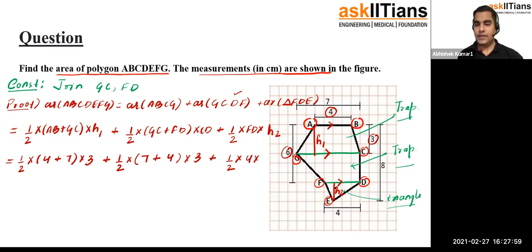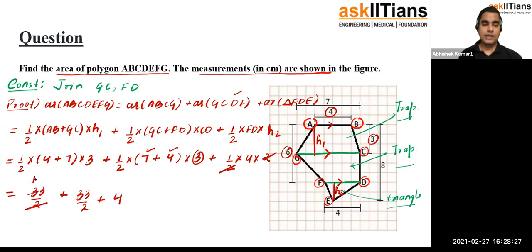And what is H2? H2 means this height. Since this complete value is 8, this value is 6. So H2 is 2. Clear? So what are you going to have? Here you will have 7 plus 4 is 11 into 3. That is 33 by 2. Your second value will be what? 7 plus 4 is 11 into 3. That is 33 by 2. And in the last case, what will happen is this 2 and 2 get cancelled. So here you will be left with 4. This 2 will cancel this 33 how many times? 16.5 times. This 2 will cancel it how many times? 16.5 times. And this 4 will remain as it is.